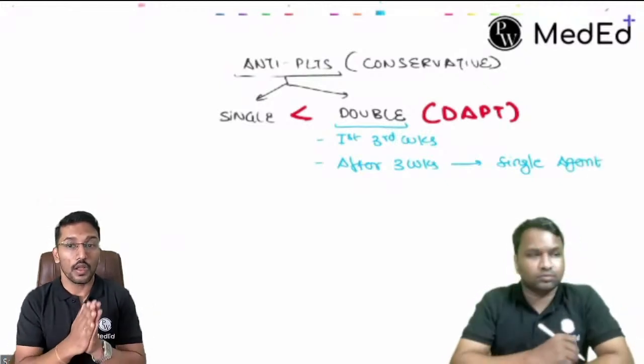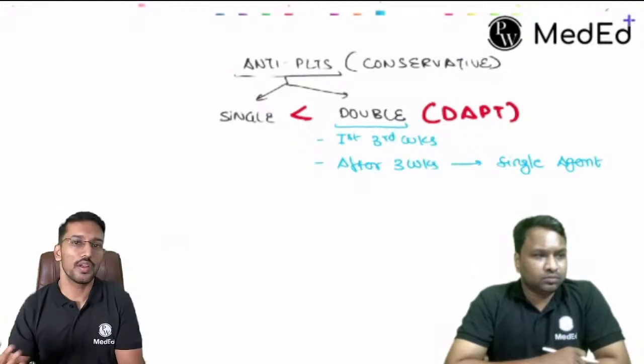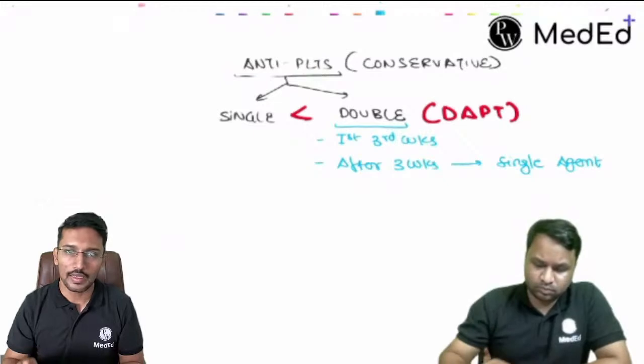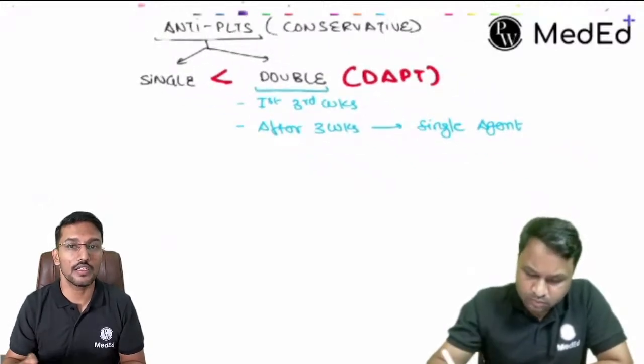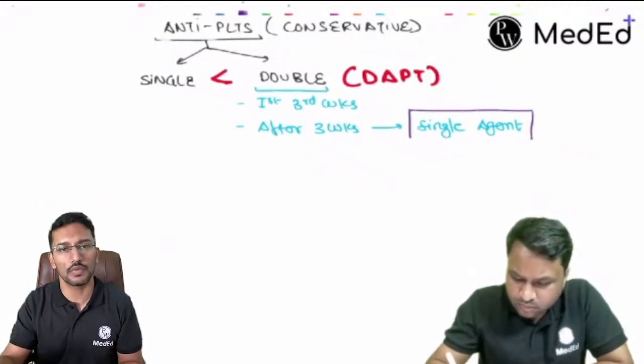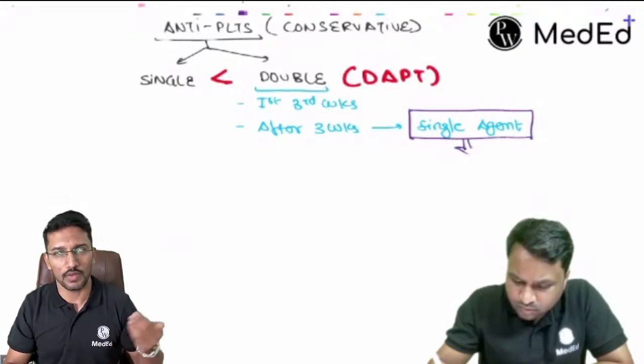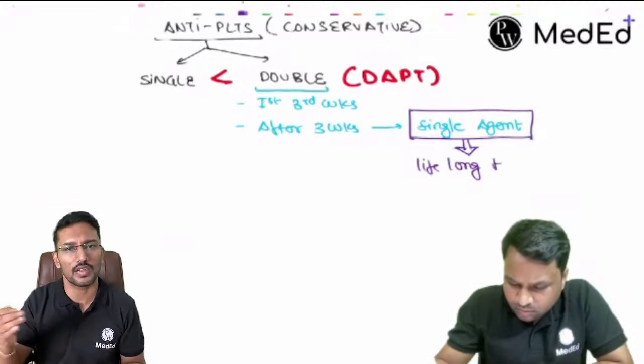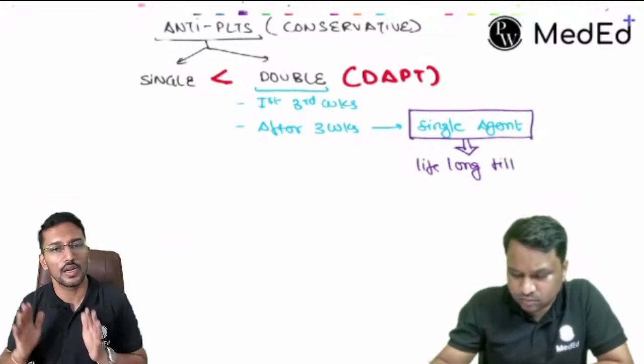Okay. Now, how long should the antiplatelet be continued? Whatever single agent you continue after 3 weeks, how long should it be continued? The answer is lifelong, unless a contraindication emerges. Like in future, if he develops some GI bleed or a hemorrhagic stroke or something, then it is a contraindication. Otherwise, it should be continued till then.